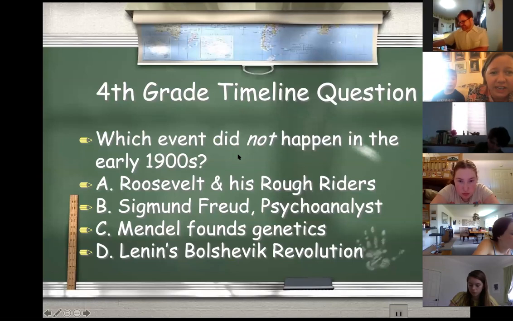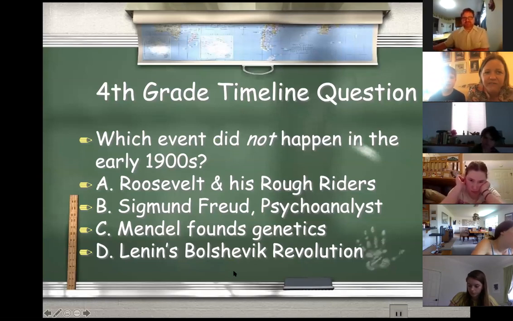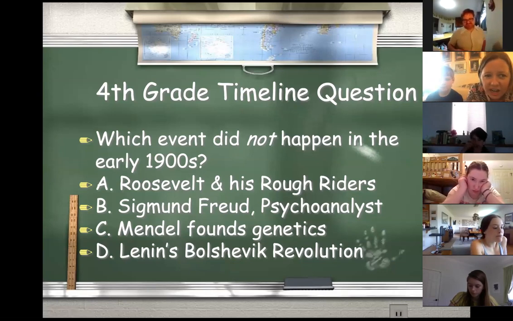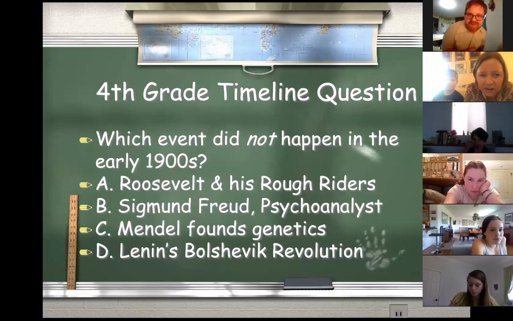4th grade timeline. Ooh, this is a tricky one. Which event did not, another not question, which event did not happen in the early 1900s? Roosevelt and his Rough Riders, Sigmund Freud, psychoanalyst, Mendel founds genetics, or Lenin's Bolshevik Revolution?